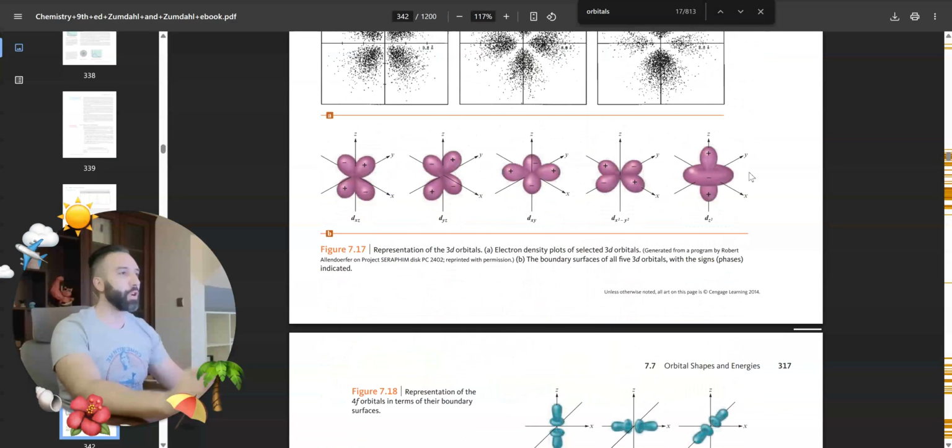D orbitals are even more complicated. They're probably not going to ask you to draw any overlap of these orbitals, but again, you should know how they look for the future. It's actually easy to remember. They look funky, but they're easy.